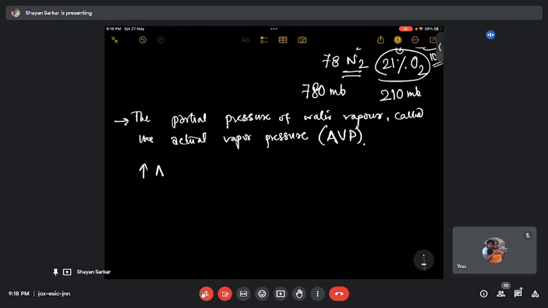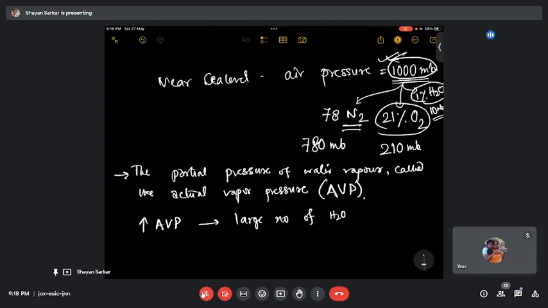This is the total pressure: 1000 millibar is the total pressure, and out of this, nitrogen is exerting 780 millibar, oxygen is exerting 210 millibar, and water is exerting 10 millibar. So this is a partial pressure, this is another component of partial pressure, and this is another partial pressure. Partial pressure means how much each one contributes out of the 1000.